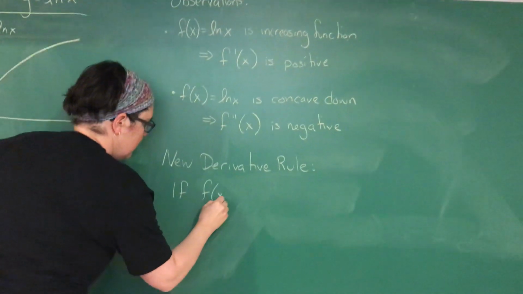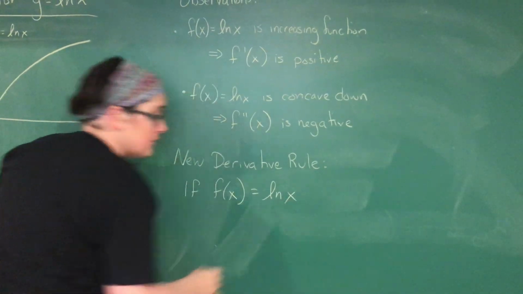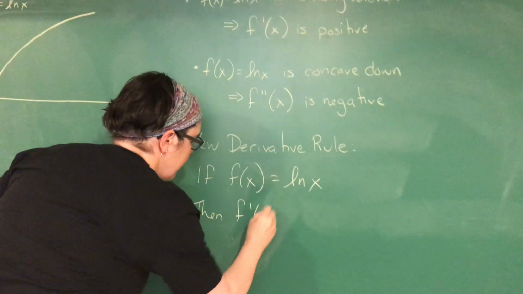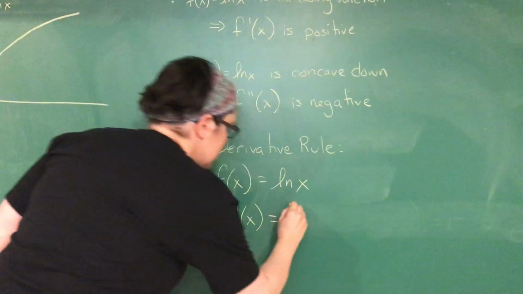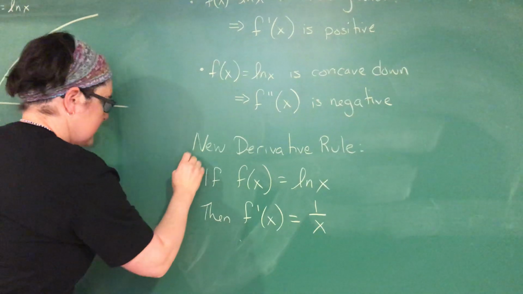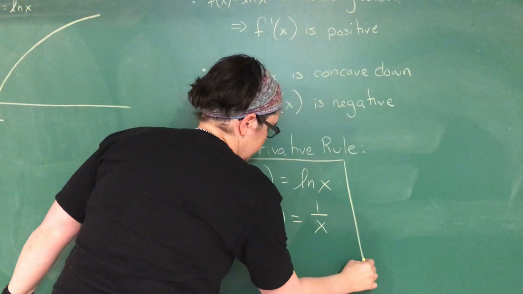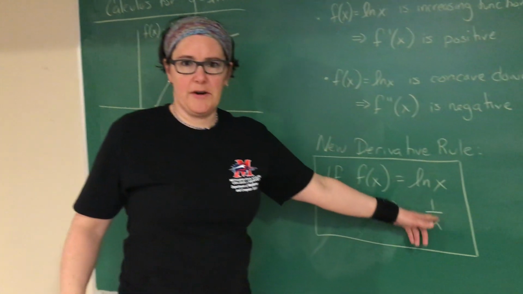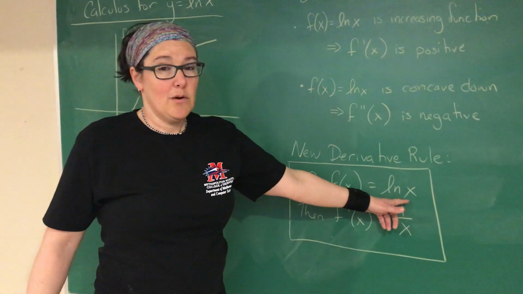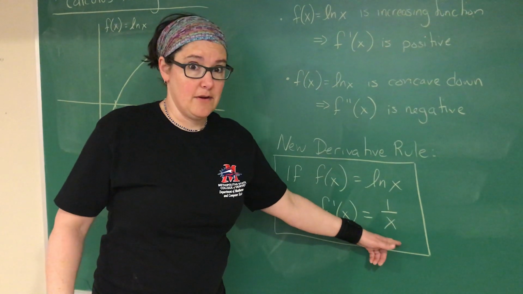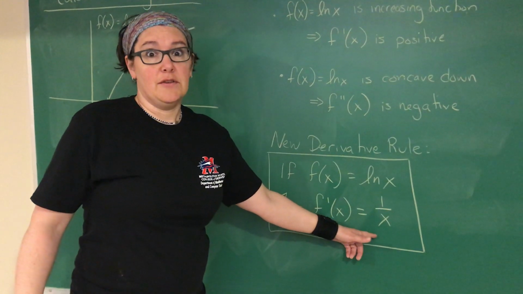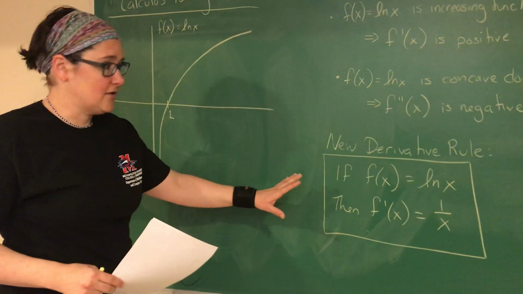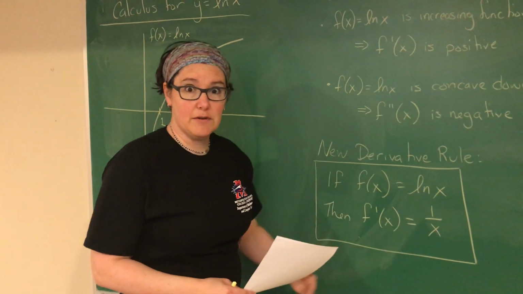If f of x is equal to the natural log of x, then the derivative f prime of x is equal to 1 over x. Now you might say, well, how did you get that 1 over x from that natural log of x? Well, there's no method for how to get that. That just is the derivative of natural log of x. Now let's talk about why it might make sense, or why this is a legitimate choice for our derivative.